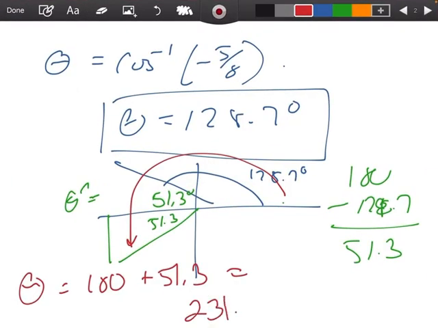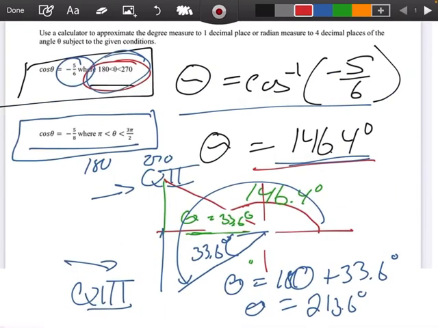And then because it did ask us to do it in radians, I'll go ahead and convert that now. So we're going to take 231.3 over 1 times pi over 180. You're going to end up with decimals, guys, but whatever number you get would be the number that I would write for this part right here, okay?